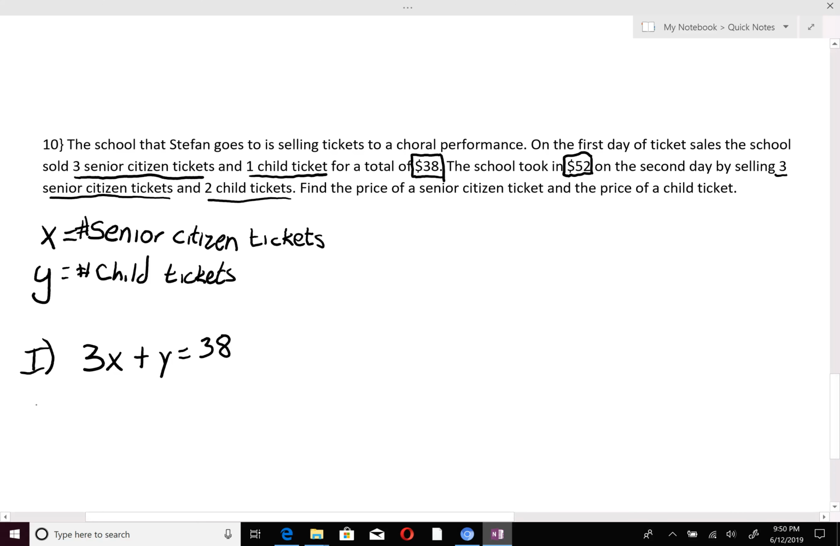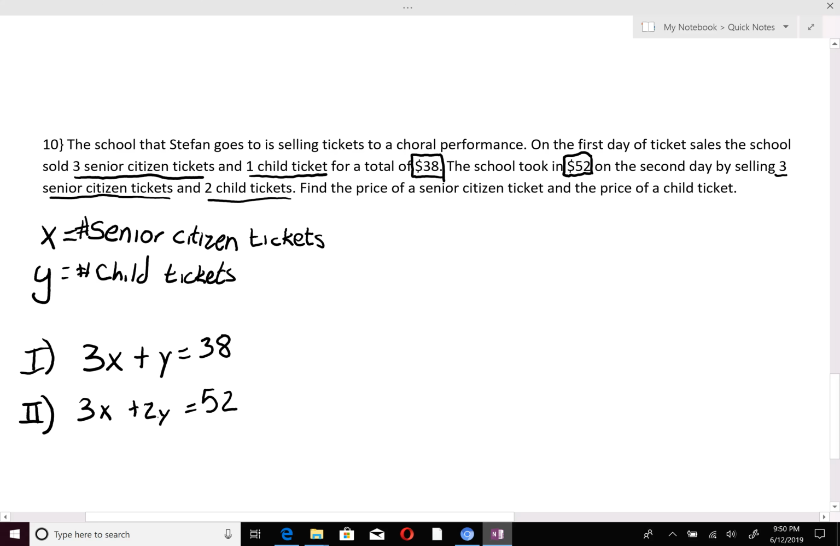And then my second one is going to be, so 52. So since my box in the first one ended on the end, I'll put the 52, since it's in a box, on the end. And then, so on the second day, by selling 3 senior citizen tickets, so 3x yet again, and 2 child tickets, so plus 2y.